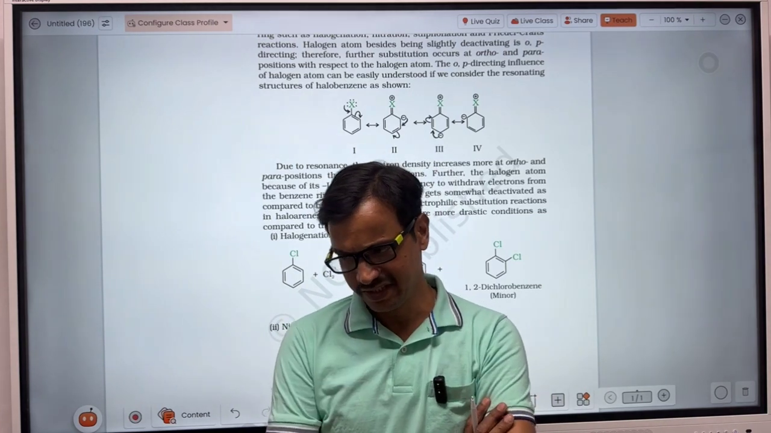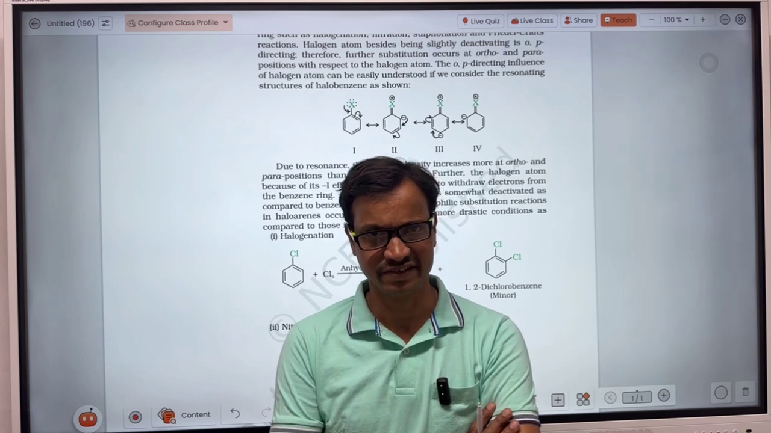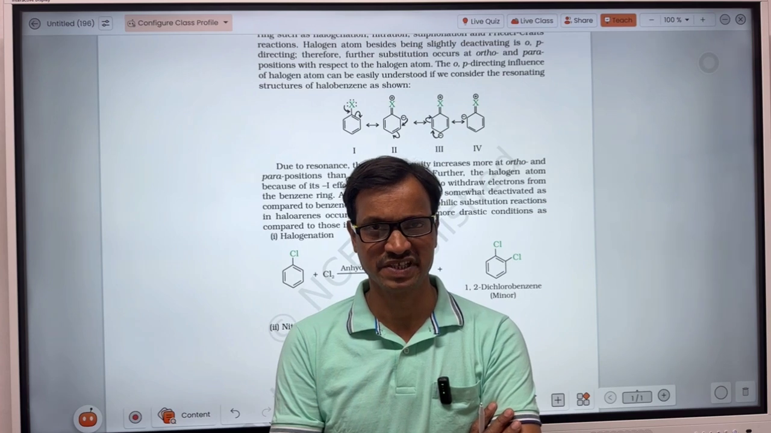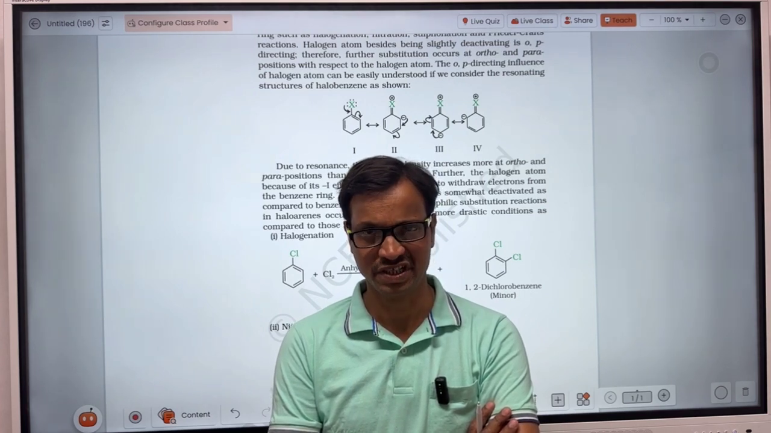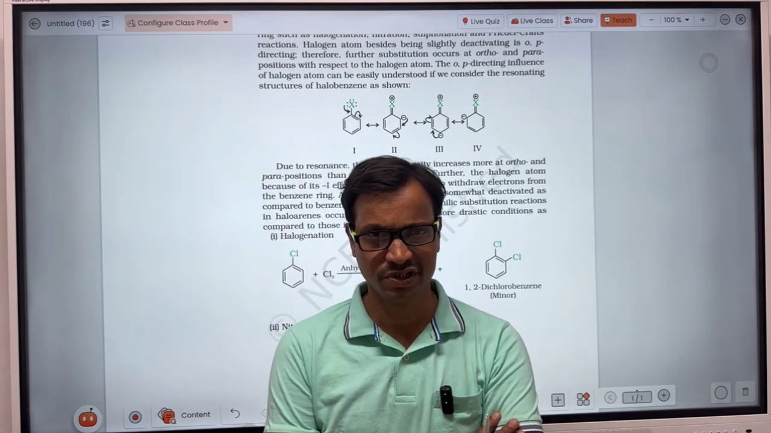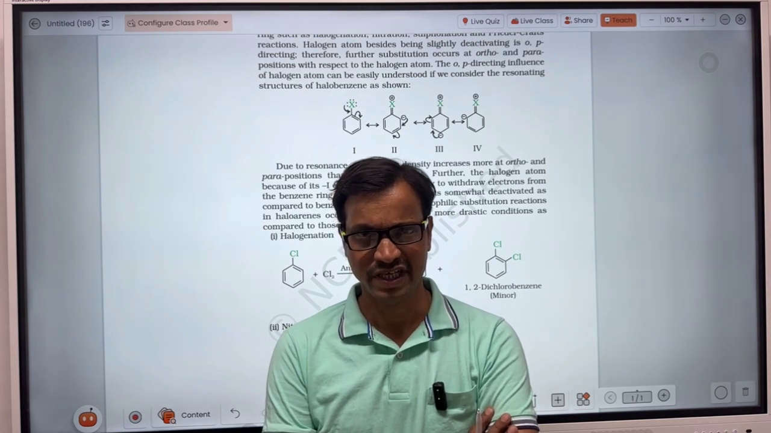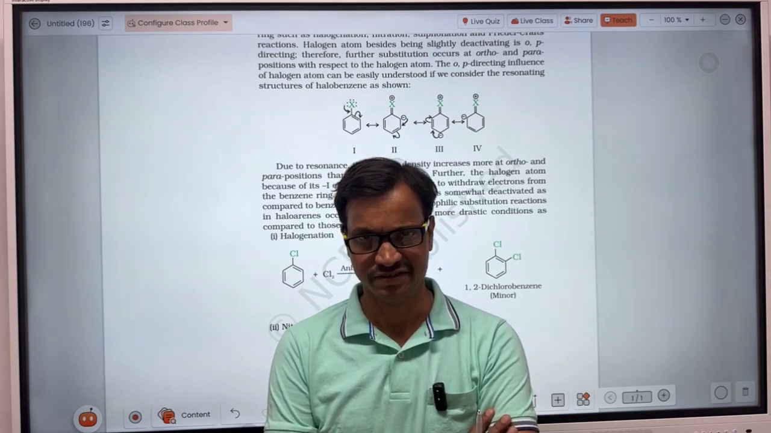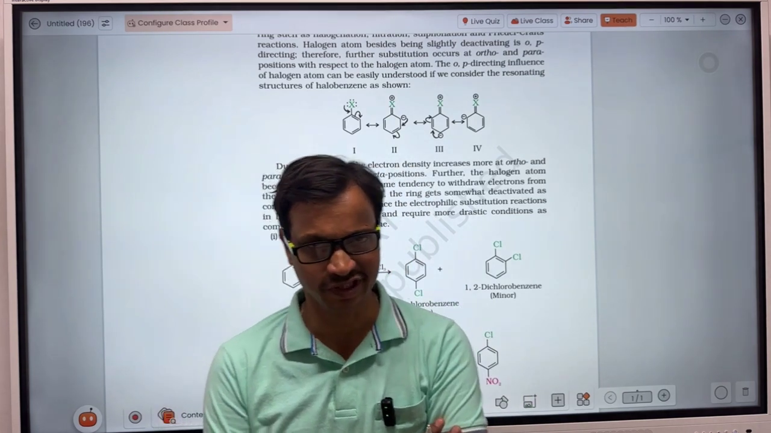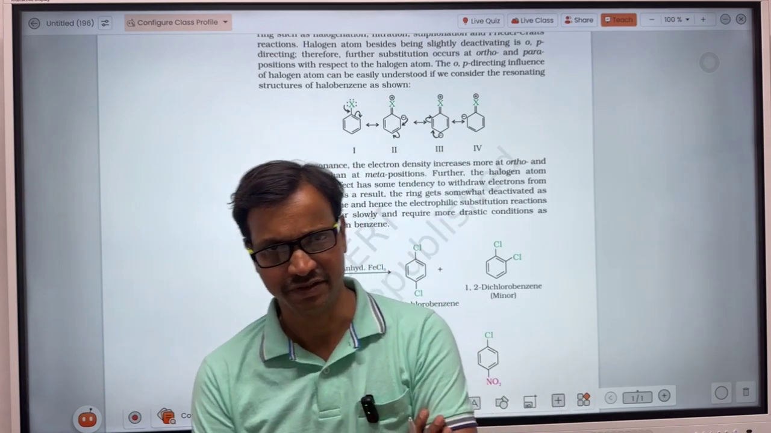Now, here we have seen that nucleophilic substitution reaction in haloarene is difficult, but it does not mean that it doesn't take place. It takes place, and if there is an electron withdrawing group at the ortho position or para position, that will ease the reaction. Okay, that was about the nucleophilic substitution reaction. Now let's see electrophilic substitution reaction.